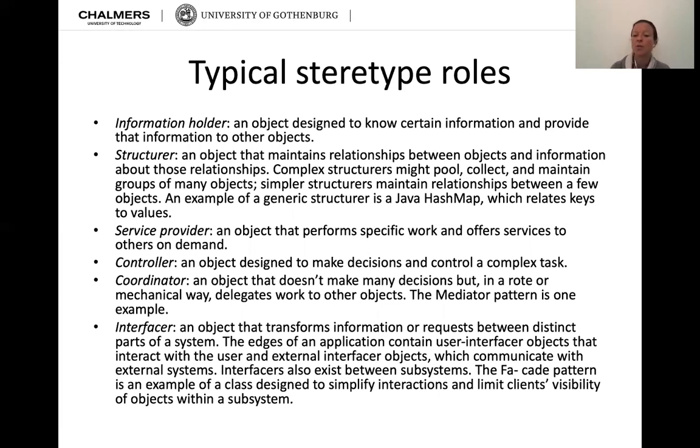So remember how we're trying to encapsulate information and hide it from the parts of the system that are not relevant. That has been done by interfacer objects.